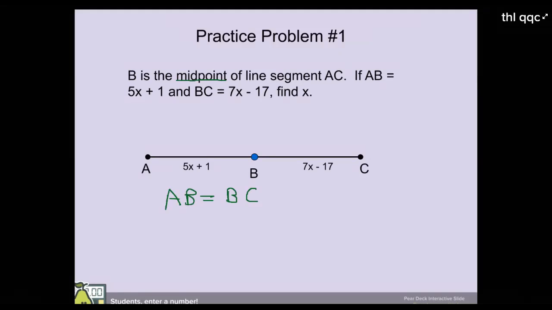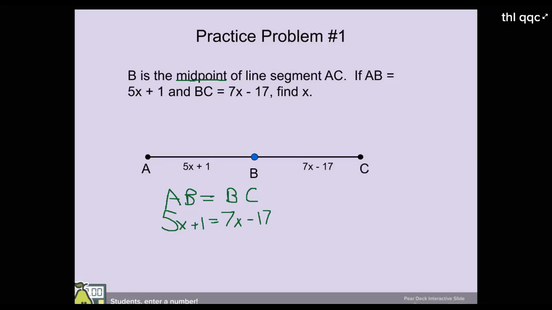Like, okay, it splits it in half. Something is equal to something else. So AB is 5x plus 1. And BC is 7x minus 17. All right, so we don't have any like terms on either side, but we do want to get everything together. So we're going to subtract 7x. We get negative 2x plus 1 equals negative 17.